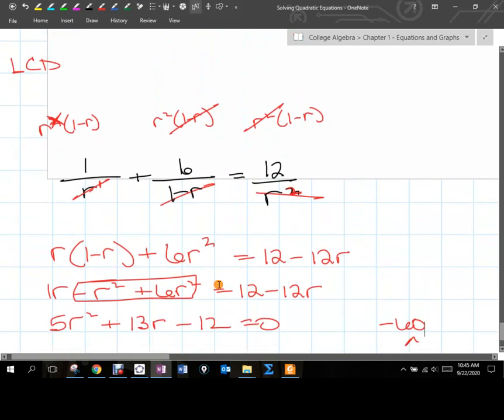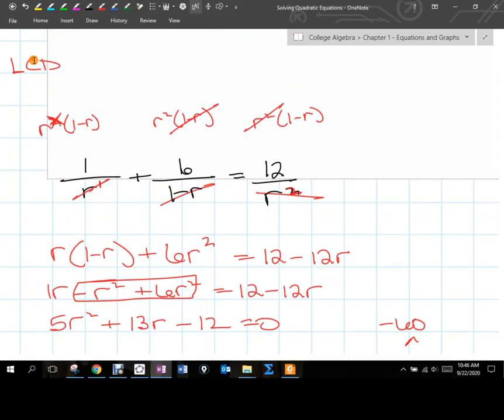Do you see how, if I would have just created a common denominator, chances are the one I would have chosen, if I didn't know to use the LCD, would have been R times 1 minus R times R squared. What that would have done is make every term in that last line one greater power of R. So I'd have 5R cubed plus 13R squared minus 12R. At that stage, because it's R cubed, I'm not sure what to do with that. You will eventually, but if we can keep things as simple as possible, that's what we're going to do.